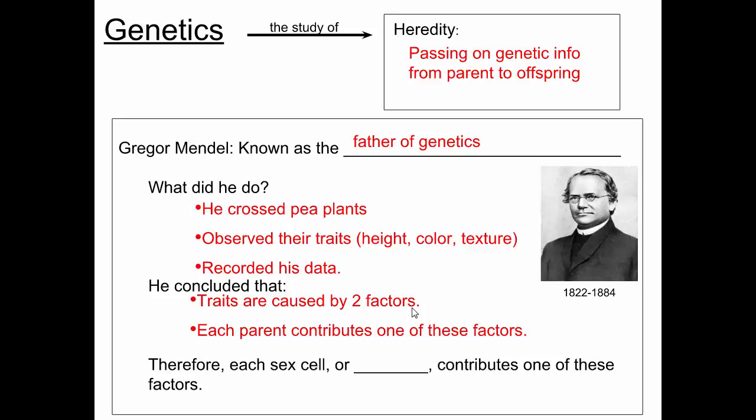Now he was studying plants, so there were no sperm or egg cells per se, like we were talking about. But what were the gametes? What were the sex cells in the plant? What's the male sex cell of the plant? Pollen. Pollen and ovules. Remember when we studied plants? So therefore, each sex cell, each gamete, contributes one factor, one gene to the offspring, which will eventually determine its traits, its characteristics.